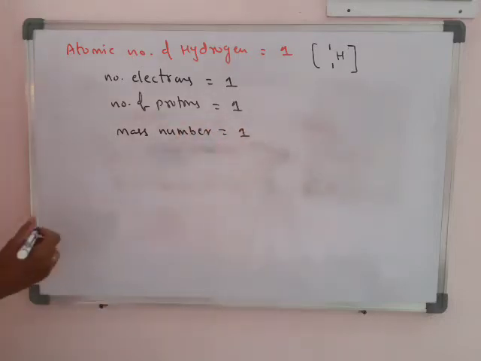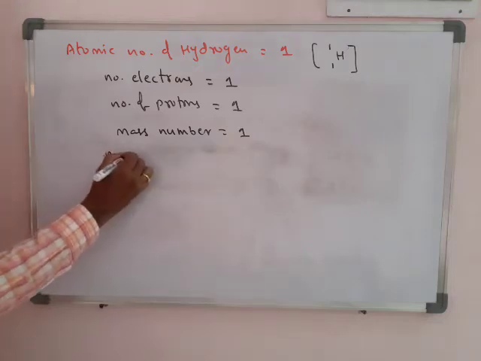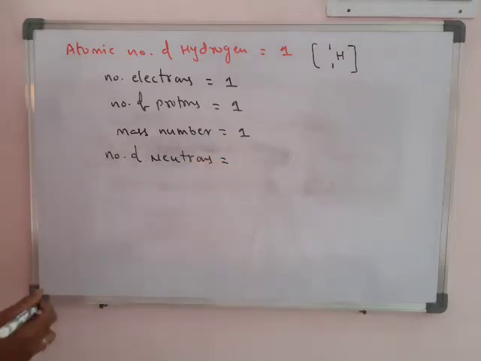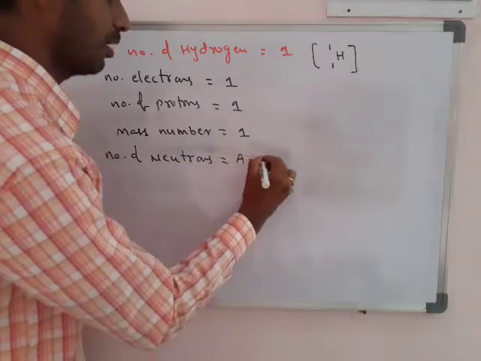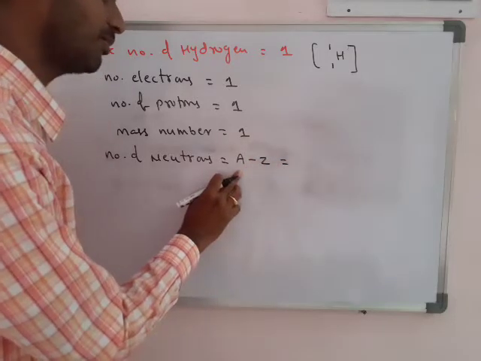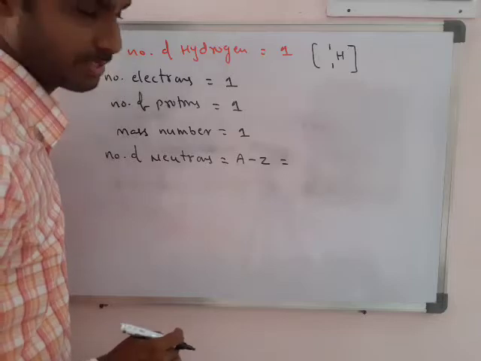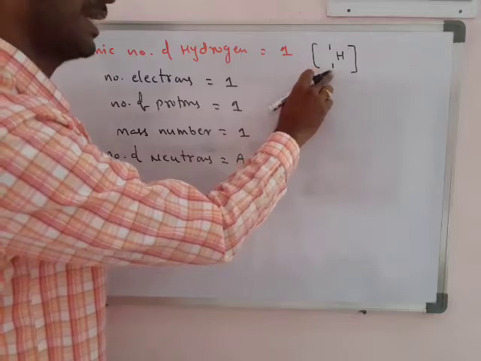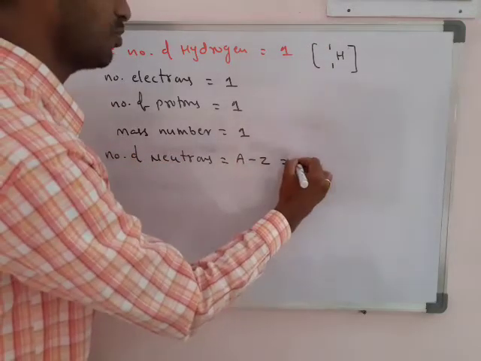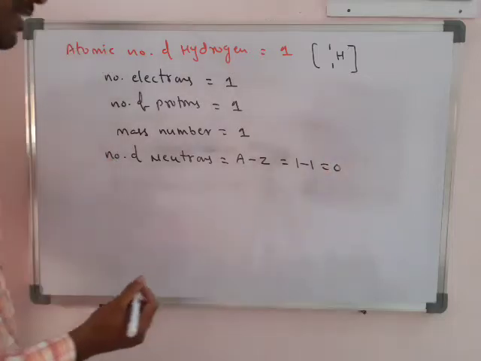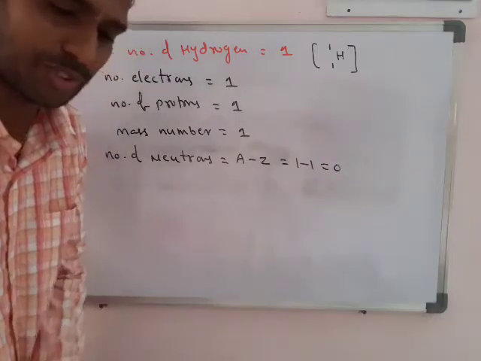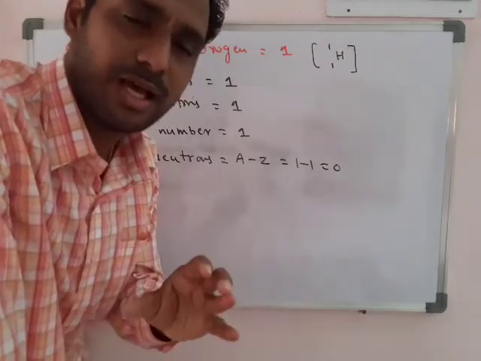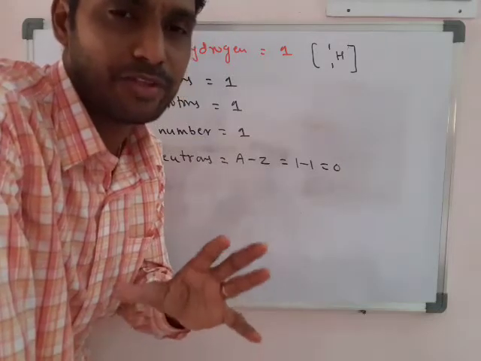A very important thing about this normal hydrogen is the number of neutrons. How do we calculate the number of neutrons? By the subtraction of atomic number from mass number. Mass number minus atomic number, A minus Z. Atomic number is Z, mass number is A. So 1 minus 1 equals 0. That means there are no neutrons present in hydrogen. Only this is the atom which does not have neutrons.